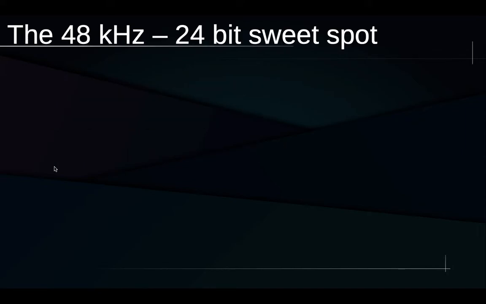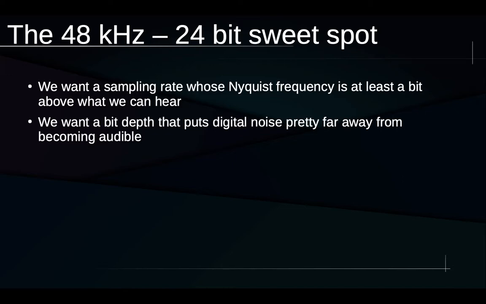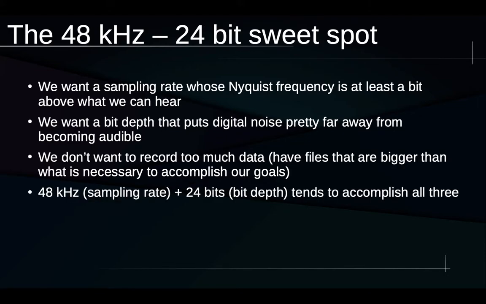And so, in fact, I think there's a sweet spot when we're using a sampling rate of 48 kilohertz and a bit depth of 24 bits, and it's why we've recommended that rate for a lot of our project and tutorial work in this course. We want a sampling rate whose Nyquist frequency is a bit above what we can hear. And we want a bit depth that's going to put that digital noise pretty far away from becoming audible. We also don't want to record too much data. We don't want files that are much bigger than necessary to accomplish our goals. And so 48 kilohertz and 24 bits tends to accomplish all three of these goals.